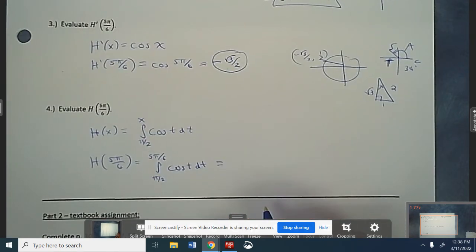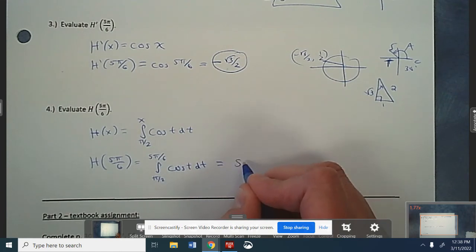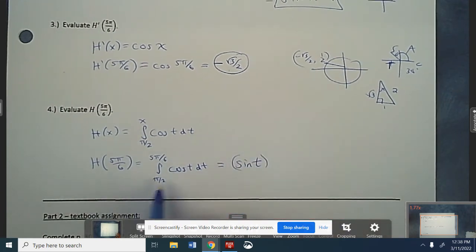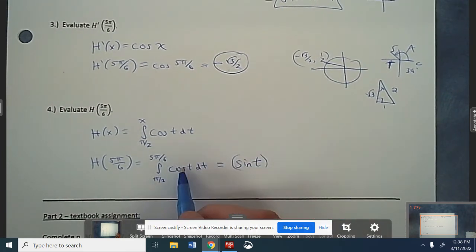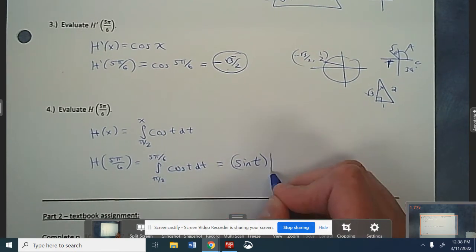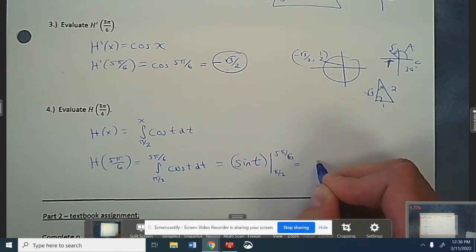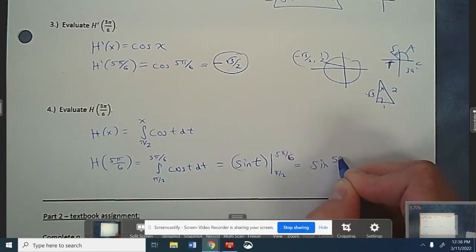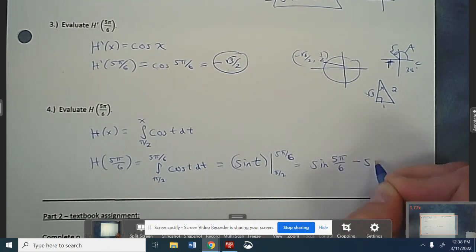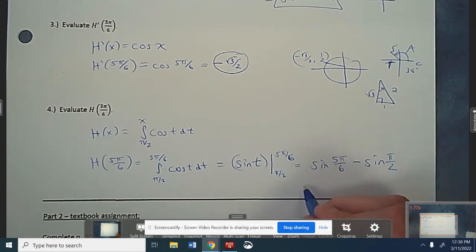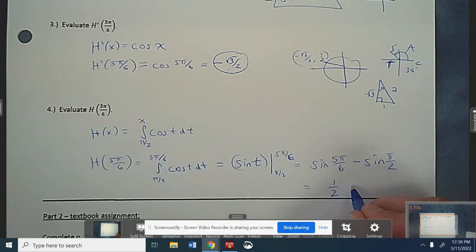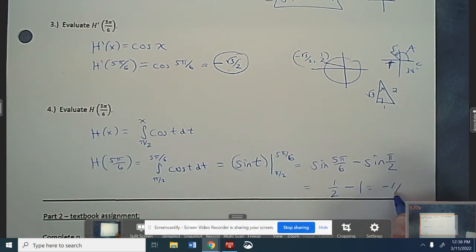And the antiderivative of cosine is sine. That variable is still t, by the way, because we are integrating with respect to t. So we're going to go ahead and plug in the top number, which is the upper limit of integration, and then subtract the antiderivative evaluated at the lower limit of integration. The sine of 5 pi over 6 is 1/2. Sine of pi over 2 is 1. So we end up with negative 1/2 for our final answer.